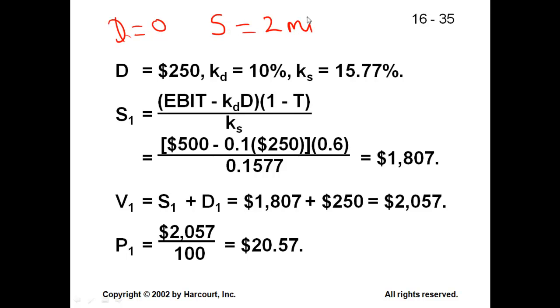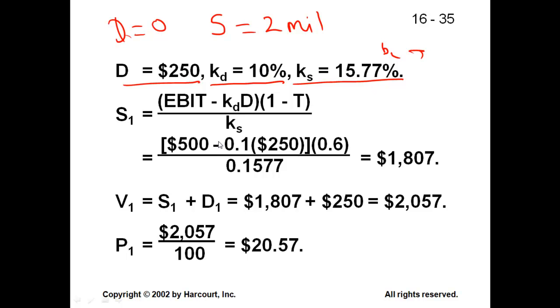So this was 2 million. Now what have we done? We've taken debt worth 250. If we take on debt worth 250, we are told, where did this KD equals 10% come from? This is 10% interest. This was given to you. Where did this come from? You just calculated it based on CAPM. You calculated beta L, and then you used CAPM to come up with this number.